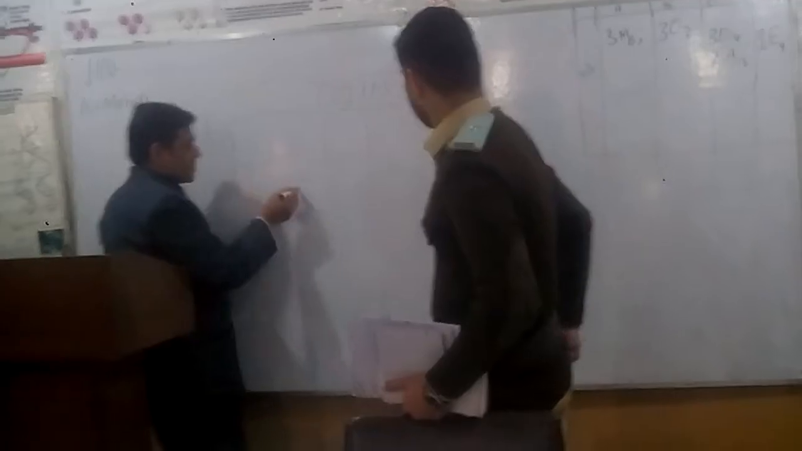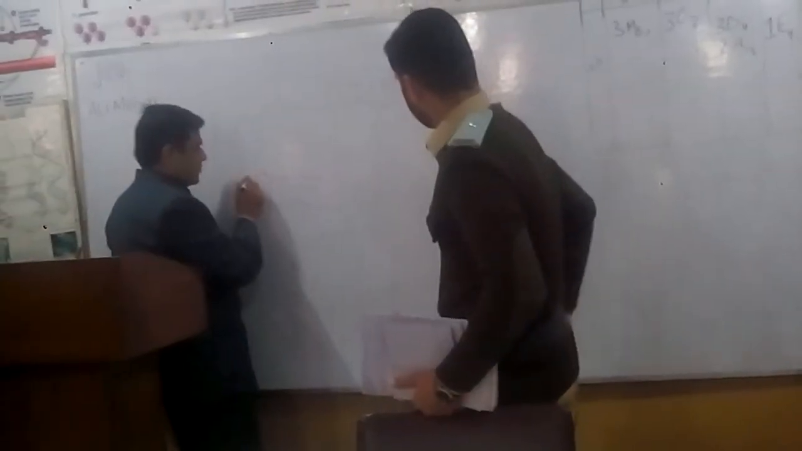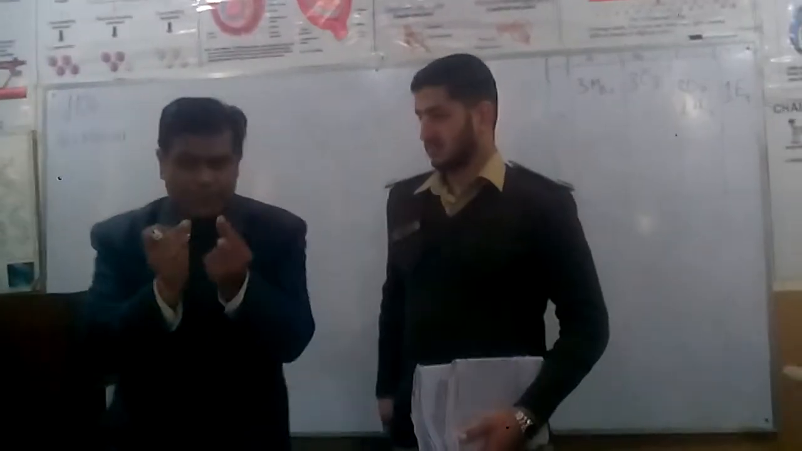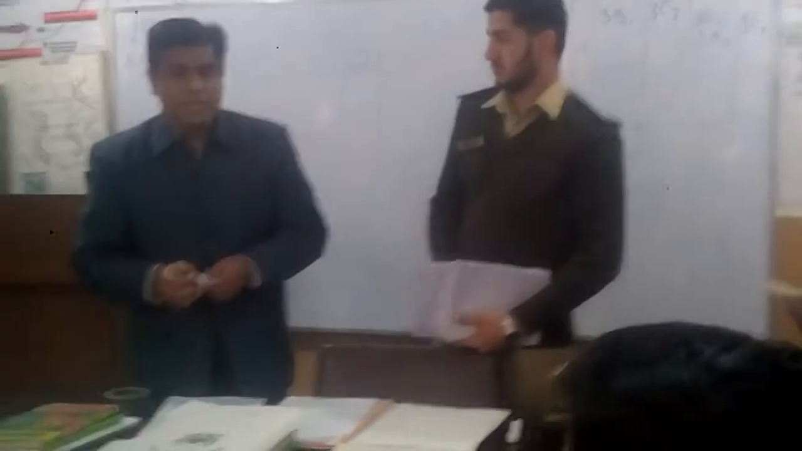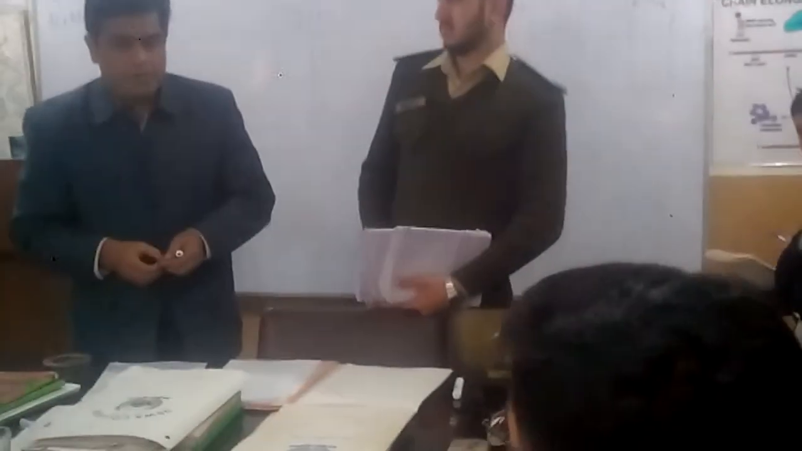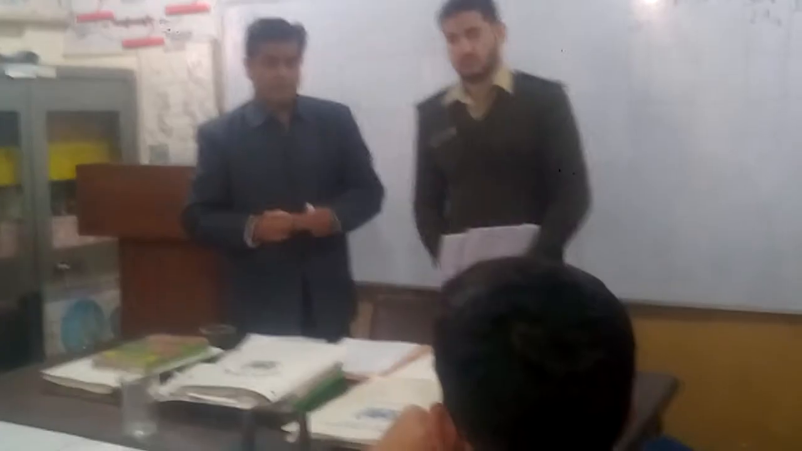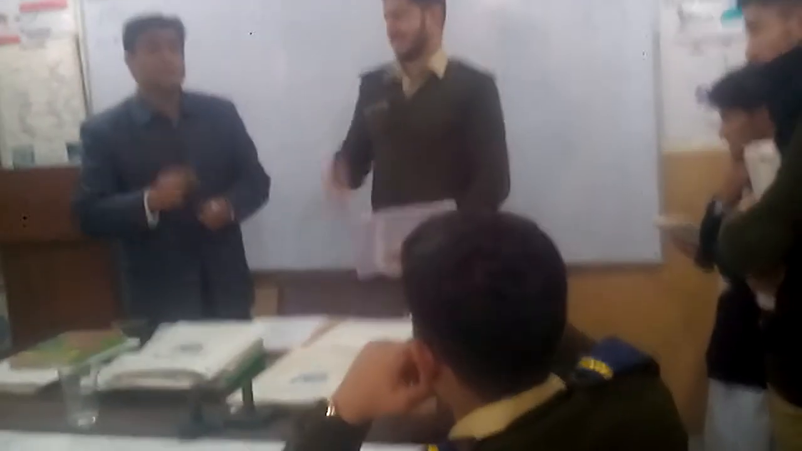Small intestine and large intestine combine with each other. When small intestine and large intestine combine, what is the sphincter? Ileocolic sphincter. What is another name of colon? Large intestine. Name the enzymes secreted by the duodenum. Chymotrypsin, trypsinogen, amylase. Trypsinogen will be activated by which enzyme? Enterokinase.